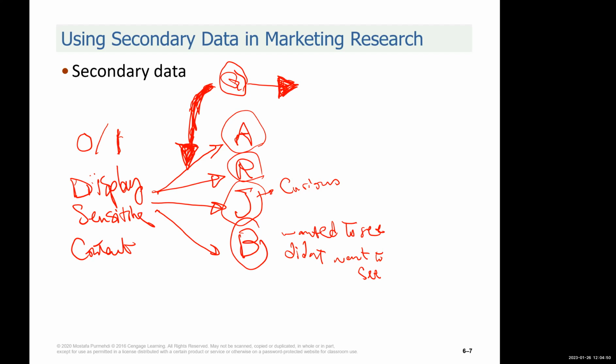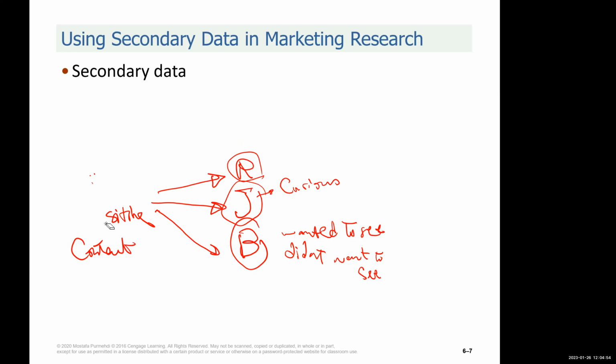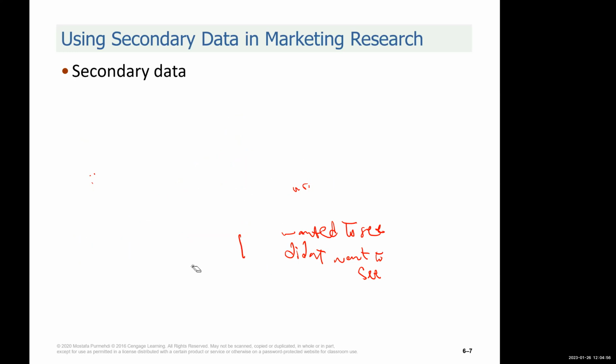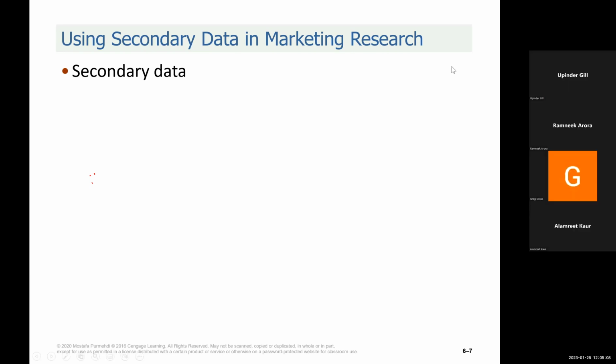Now let's get back to our secondary data. By the way, before we go back to the marketing part, any questions about how to do literature review before we move on? Okay, that's great. No question.